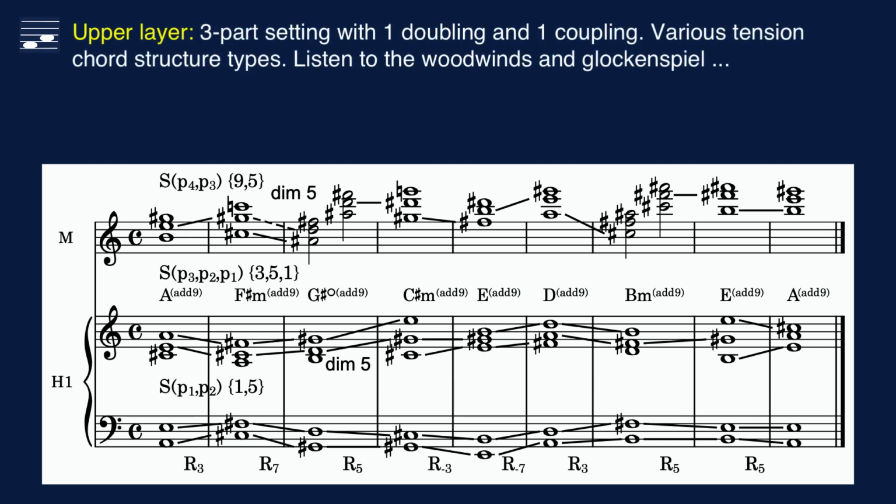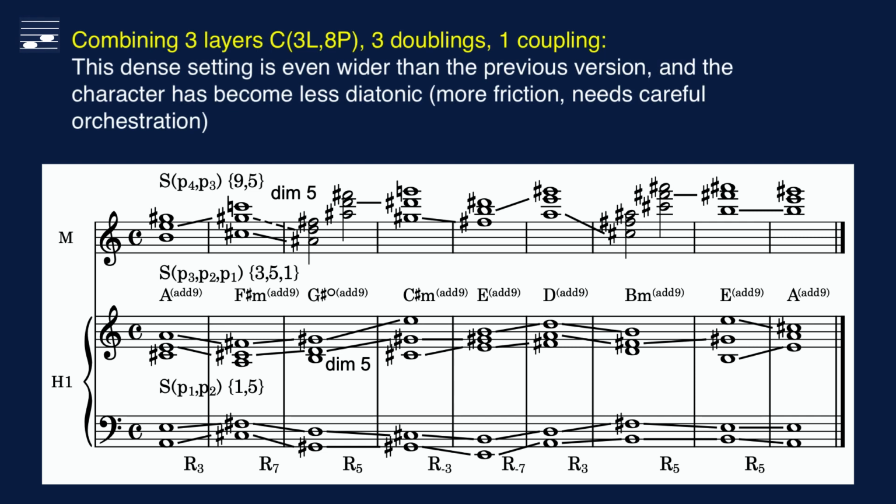The coupling adds a number of non-diatonic pitches, plus the occasional major 7th span in this layer. Here is the 3-part upper layer. The mood of this continuity has changed considerably. The wide range and dense 8-part 3-layer setting definitely sounds less diatonic and would require careful orchestration when developing into an instrumental form.